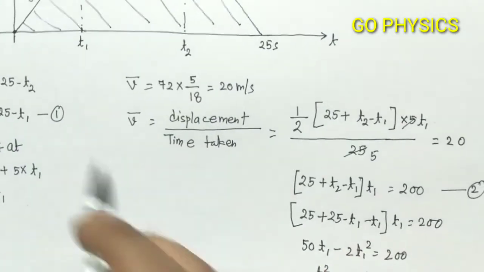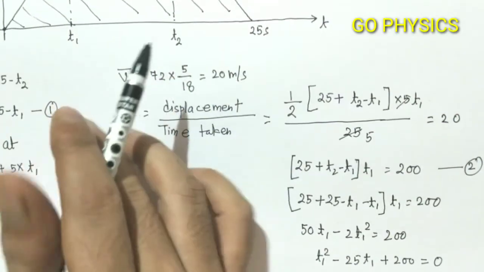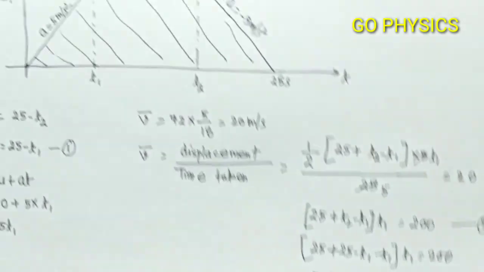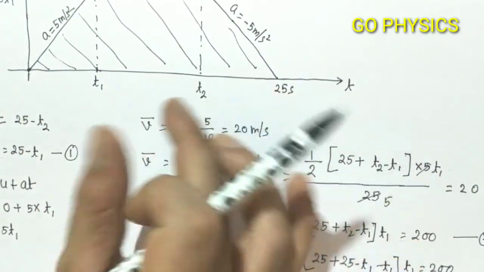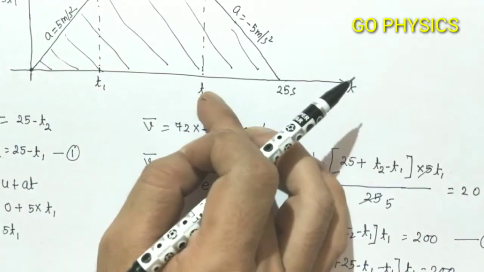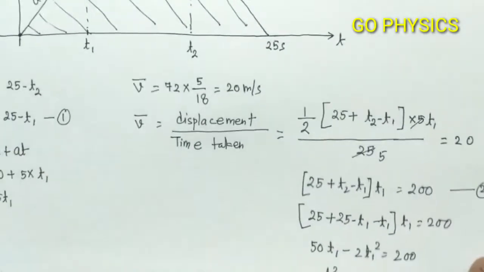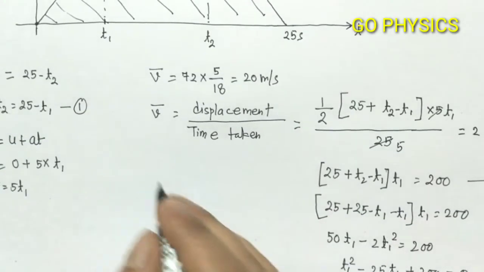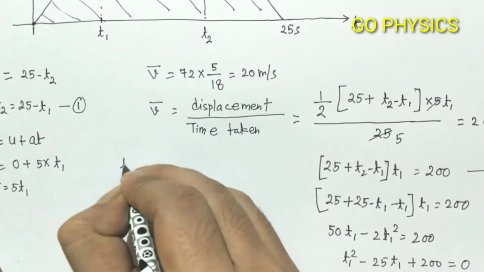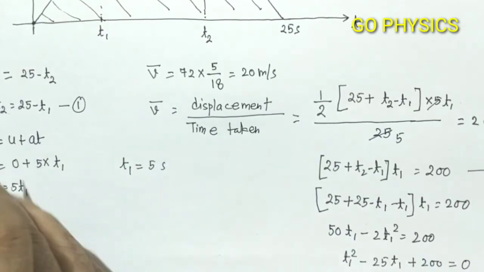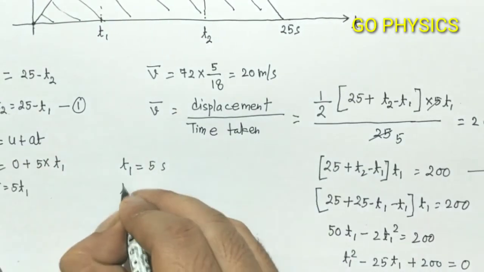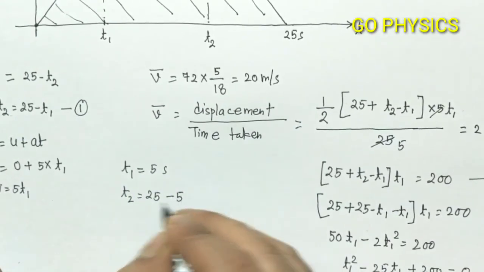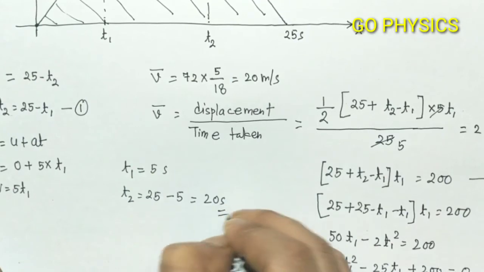It means that t1 can be either 5 seconds or 20 seconds, but it cannot be 20 seconds because the total time taken is 25 seconds. It is moving some distance with uniform speed and then it is decelerating. It means that it will not have the value 20 seconds. So the value of t1 must be 5 seconds. Substituting in equation number 1, we get t2 equal to 25 minus t1, and t1 equal to 5. So from here we get t2 equal to 20 seconds.